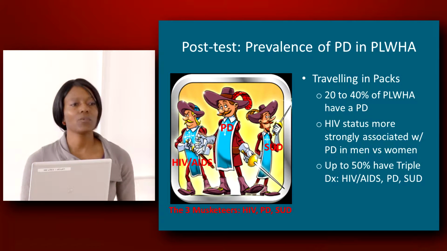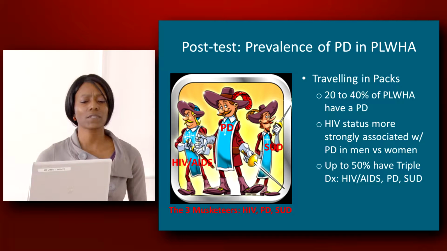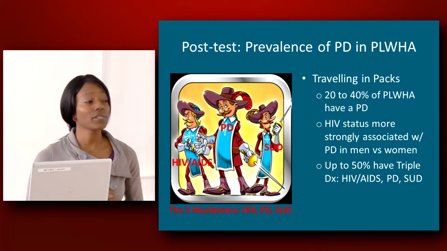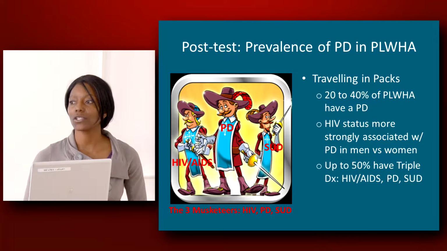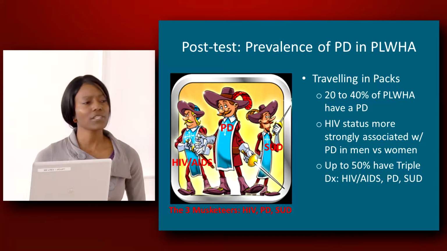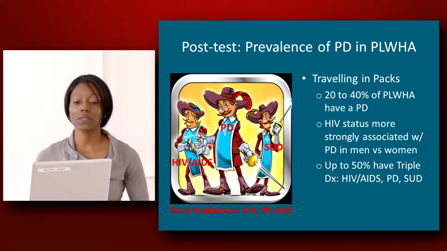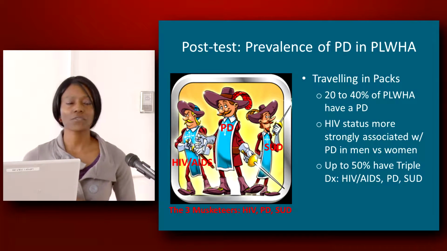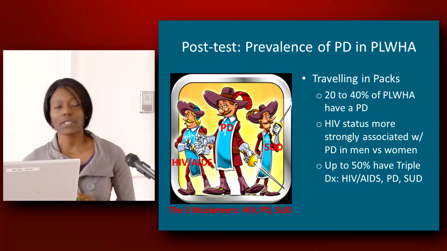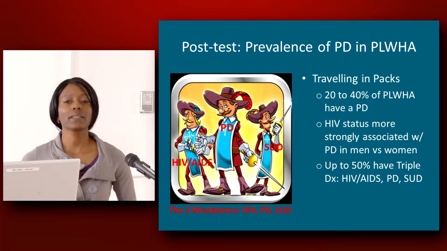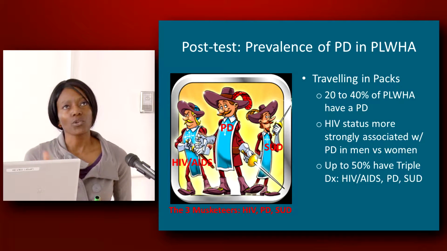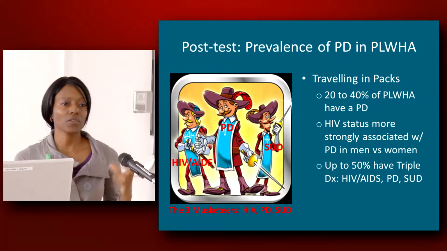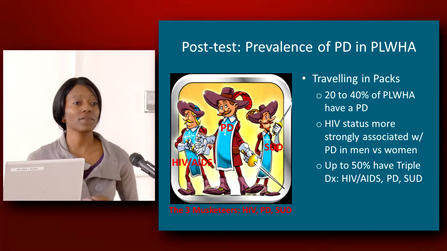So now looking specifically within people living with HIV/AIDS, these disorders tend to travel in packs, and it's estimated that anywhere from 20 to 40% of those living with HIV actually have a personality disorder. So it is higher than the general population. And in men, their HIV status is more strongly associated with the presence of a personality disorder. We don't really have a good understanding of why that's the case. Some people suggest that because certain personality disorders, such as antisocial personality disorder, are more common in men, like 3-to-1 men to women, it would be more frequent in people living with HIV/AIDS, which might be why there's a stronger link between men with a personality disorder and an HIV positive status as compared to females.